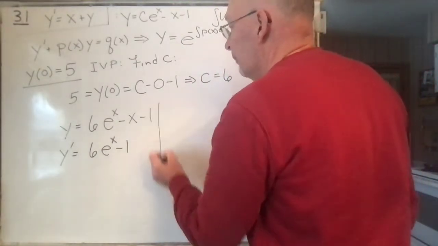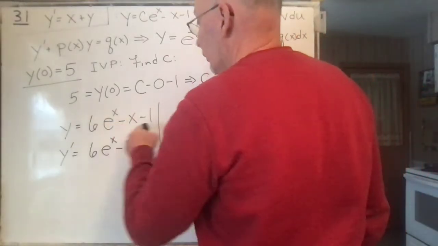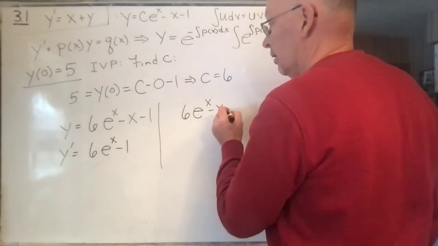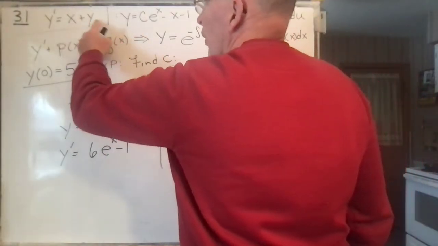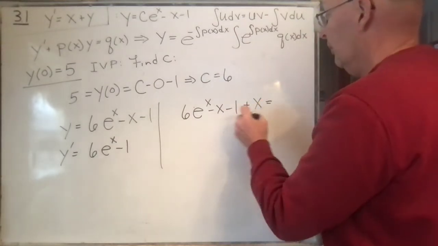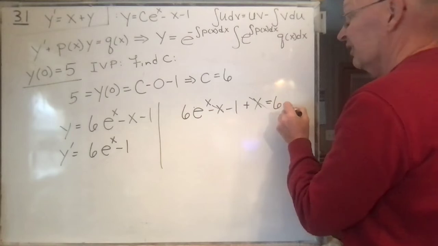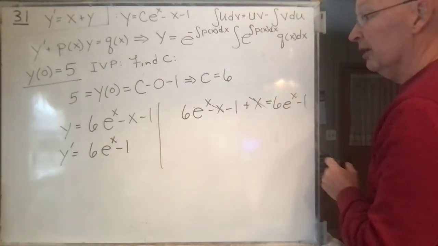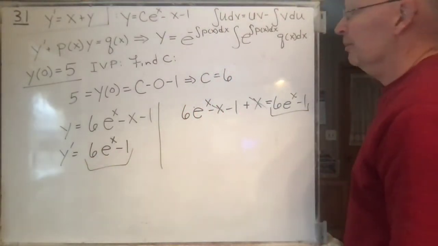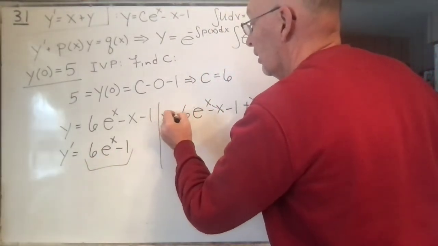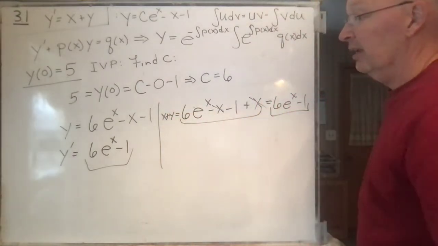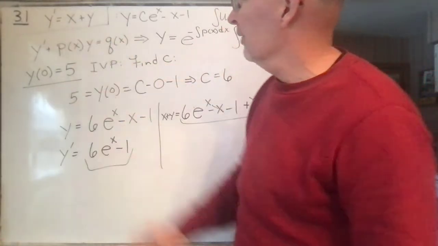And it says that that better be equal to, if I take y, well, here's my y right here. And what do I do to y? I add x to it. If I add x to it, what do I end up with? This cancels this. I get 6 e to the x minus 1. Sure enough, I get that on both sides. See that? So x plus y is equal to that, which is equal to that. So sure enough, y prime is equal to x plus y.